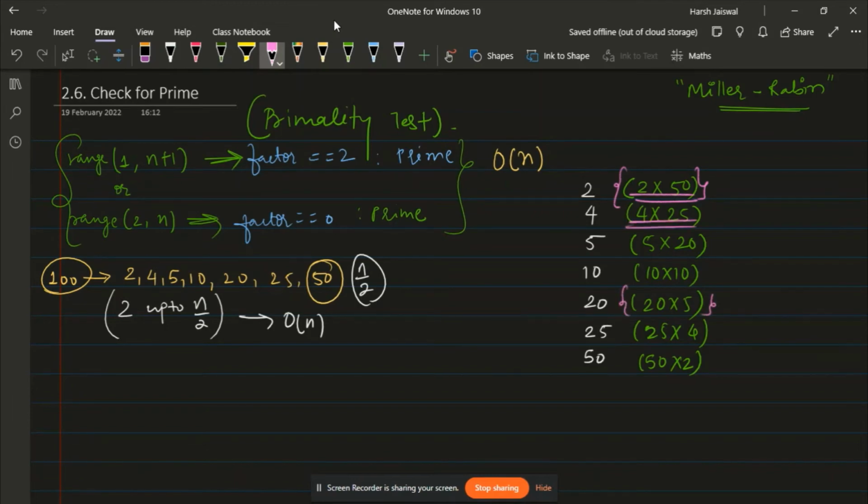40 and 4 and 20, 4 times 25, 25 times 4, 5 times 20, 5 times 20, and 100, 10 times 10. Okay, this is it. Okay, what you can see is these things are repeating, right? These things are repeating until when it is not repeating. It is not repeating until 10.